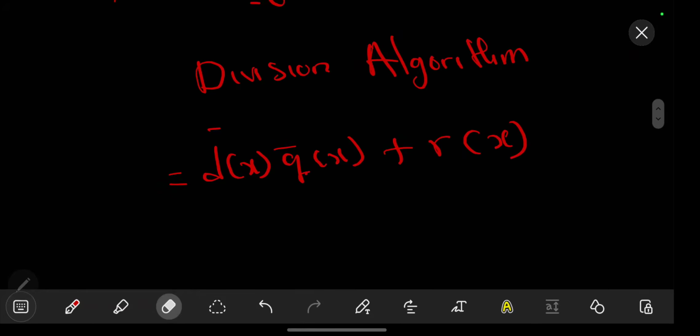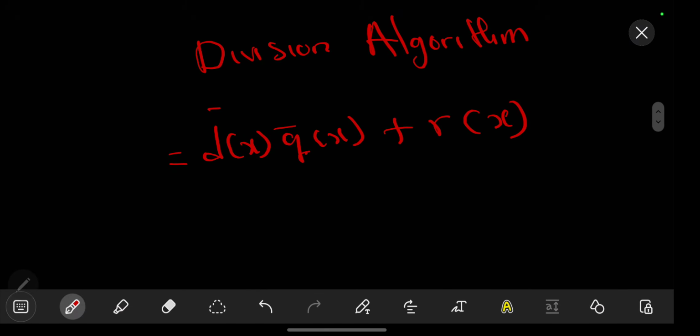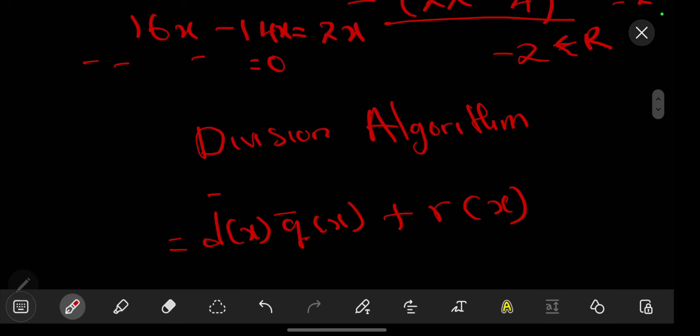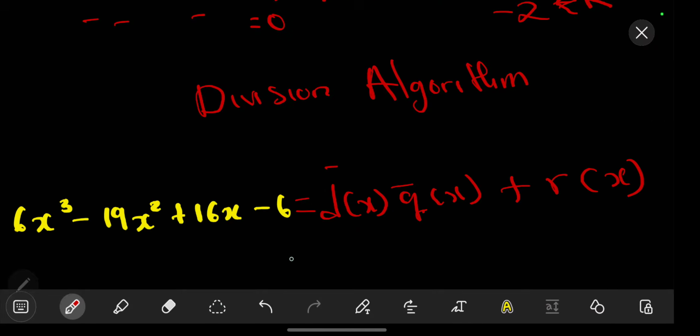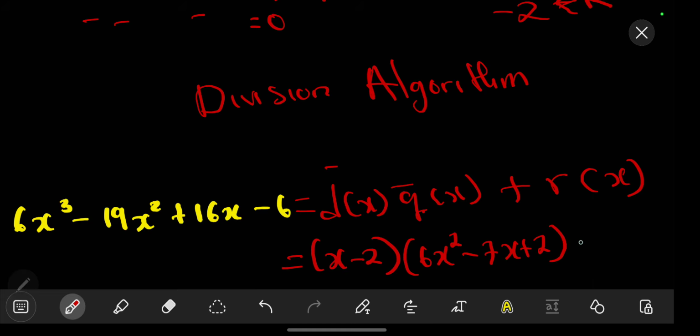So we write the equation that we were given, which was the dividend, like this. We write the one that was dividing, which was our x minus 2. Then the quotient, which was the result, which is our 6x to the power of 2 minus our 7x plus 2, plus the remainder, which is our negative 2 like that. So this is the division algorithm.